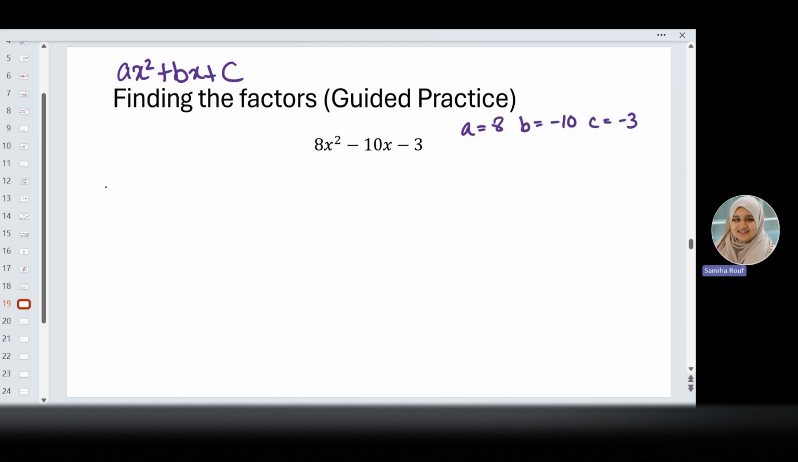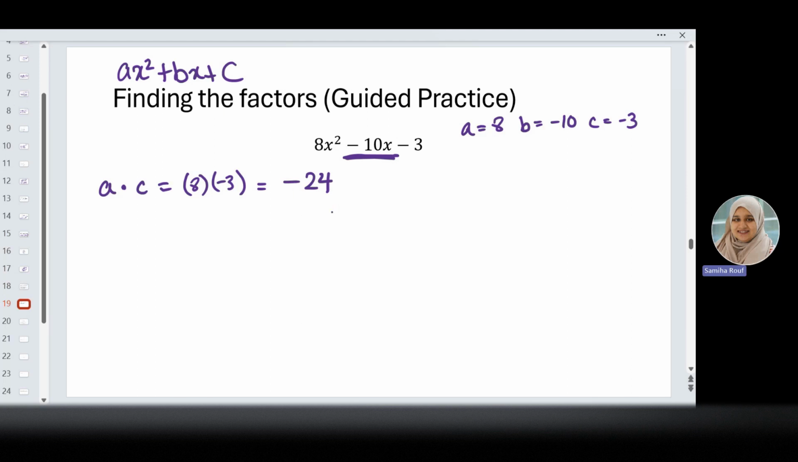What you do is you multiply the A and the C number. So we are doing 8 times -3, which is -24. Now we're going to use this -24 and try to see if we can split this term in the middle by finding numbers that give us the product -24, but can also add up to -10. Okay. This is going to make sense once I write it out.